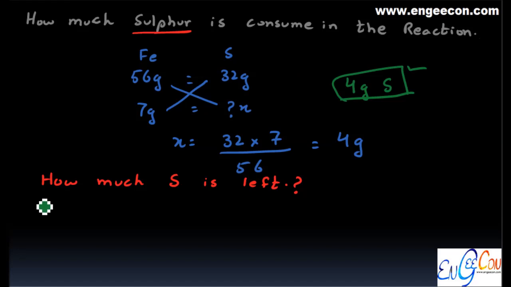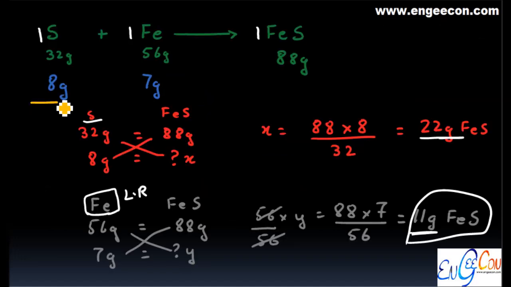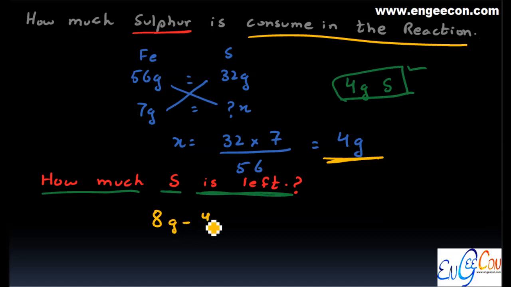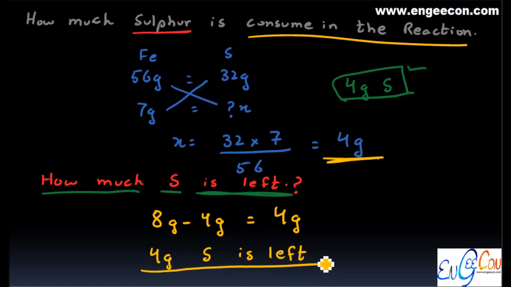They can ask how much sulfur is left. So initially we have 8 gram of sulfur and 4 gram of sulfur is consumed in the reaction. So 8 gram minus 4 gram is equal to 4 gram. So 4 gram of sulfur is left, which does not take part in the reaction.